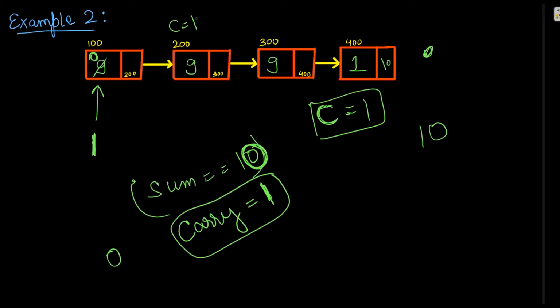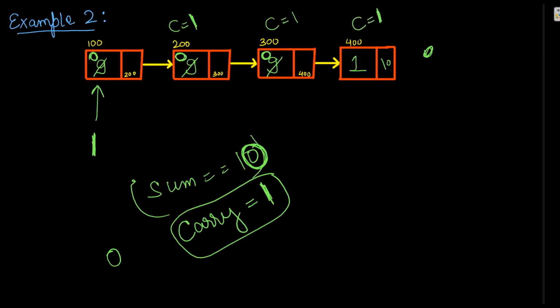Here we have C equal to 1 as carry. Now again add this carry to the number 9: 9 plus 1, 10. So here we will get 0. 0 will replace this 9 and 1 will be in carry. Now again I'll add this carry to this number, so I'll get 9 plus 1, 10. So 0 will replace 9 and the carry will be passed on to the next number. Now this carry will be added to this number in the linked list. So 1 plus 1 will replace it with 2. So here we'll get 0, 0, 0, 2.